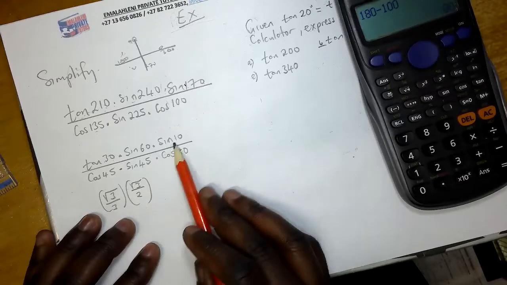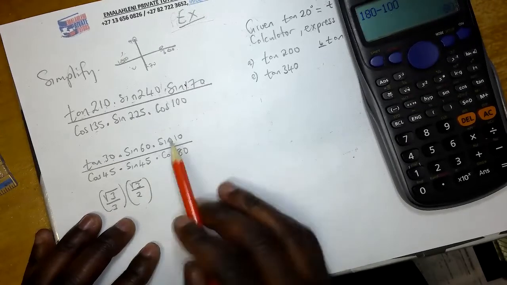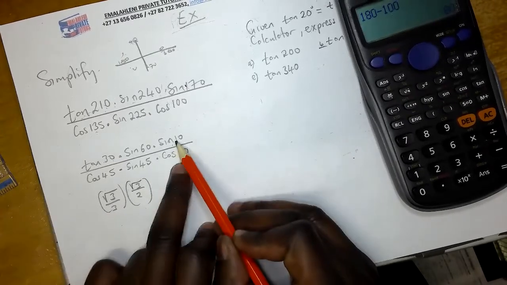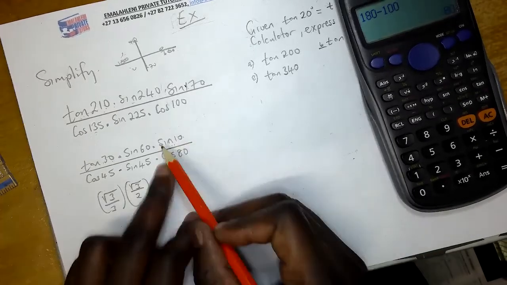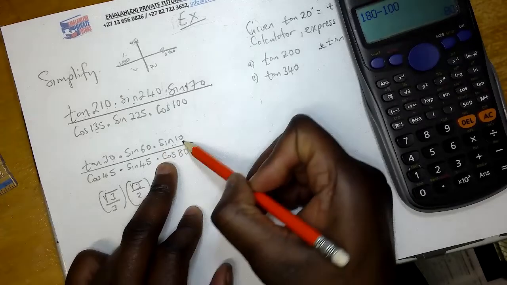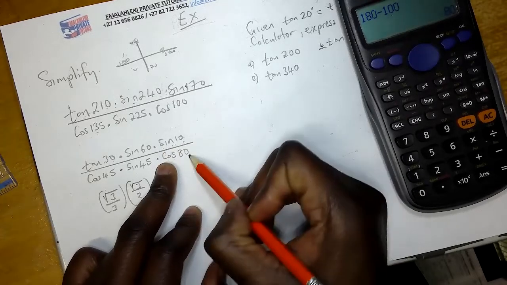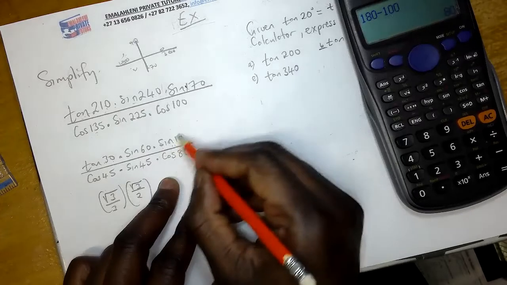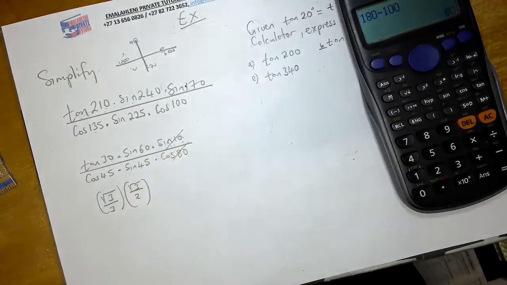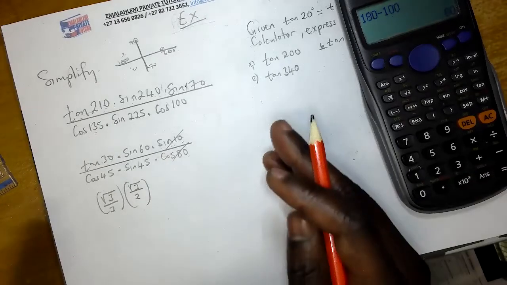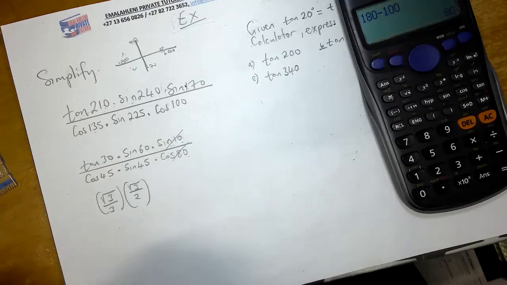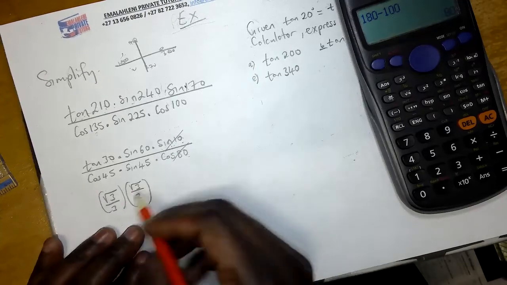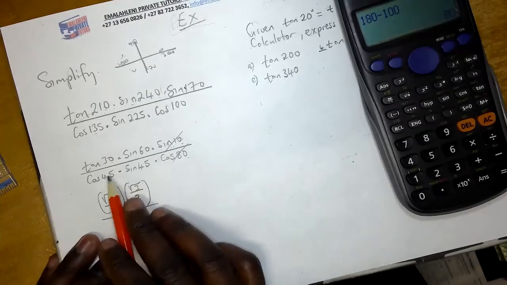Now, what about sine 10? We leave sine 10 like that. But before we go further, remember the cofunction identity: sine 10 and cos 80 are the same, because when you say 90 minus 10, you get 80. So remember, these two are equal, so you can cancel them. 80 plus 10, you get 90. Remember, cos of 90 minus theta is equal to sine theta. Now, we underline that. Now, what about cos 45?